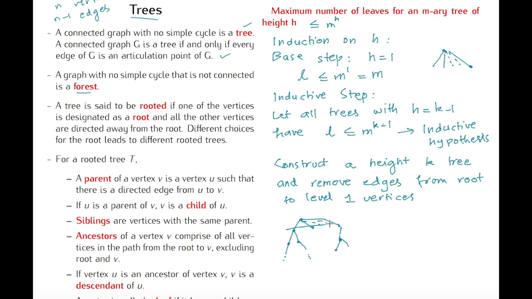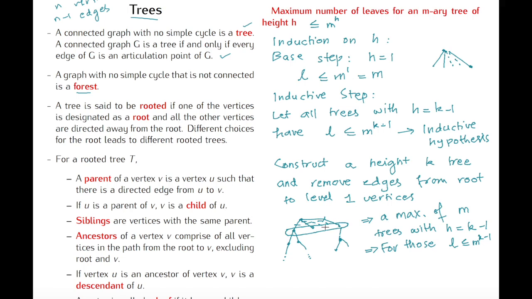and then we remove all of these edges. So we remove this guy, remove this guy, remove this guy. So then this will lead to a maximum of m trees with height k minus 1. And we all know that for these number of leaves, we have L less than m to the k minus 1.